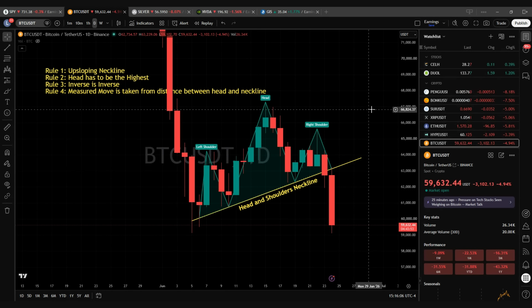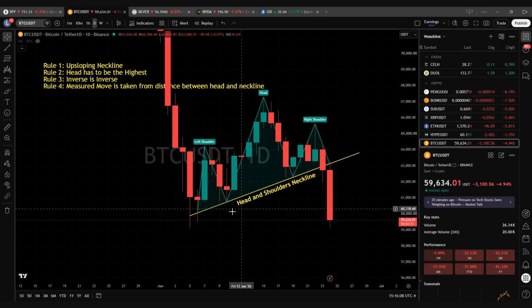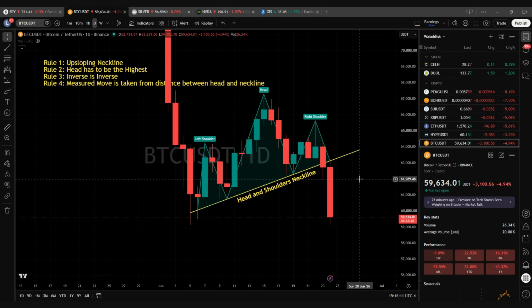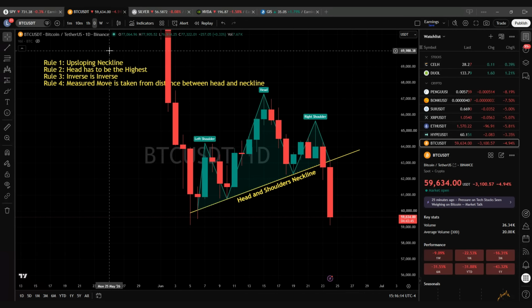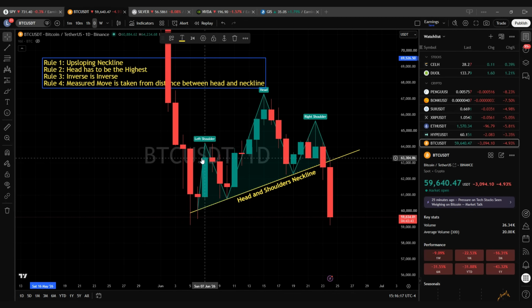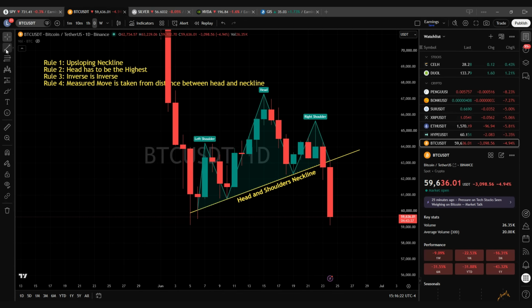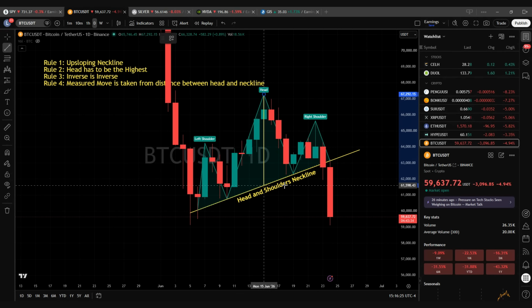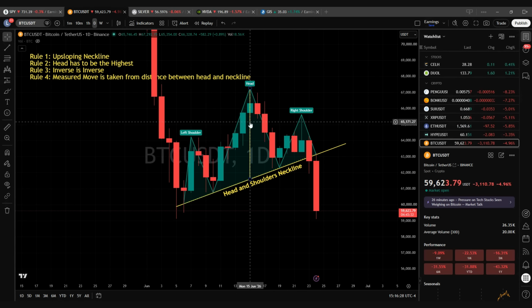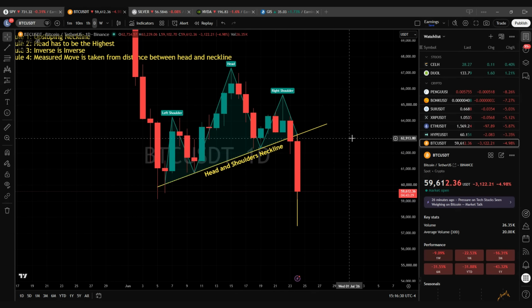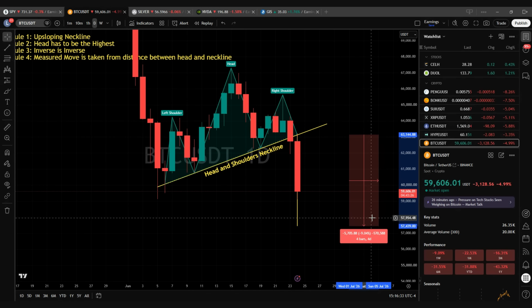And in order to trade this, you're looking for a break of the neckline. Now, let's go back to the rules. How do we know the measured move of this pattern? Well, to do that, you take the distance from the head all the way down to the neckline and then move it all the way over to that break. So in this case, the measured move would be a move down to around $57,500 for that measured move of the head and shoulders pattern, right?